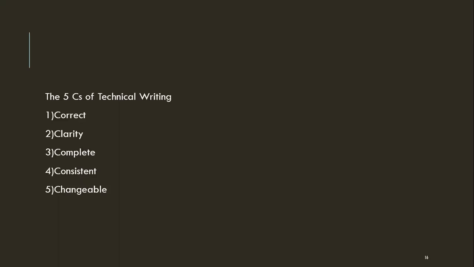Then there are the 5 C's of technical writing. Whatever you are writing in the technical writing piece has to be correct, clear, complete, consistent, and changeable. I hope I don't have to go into detail and explain the meaning of each word here, because it's quite understandable that the 5 elements, or the 5 C's, are essential for every technical writing piece.